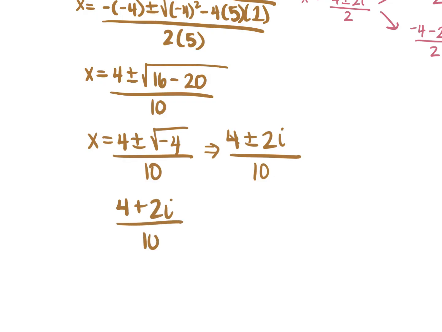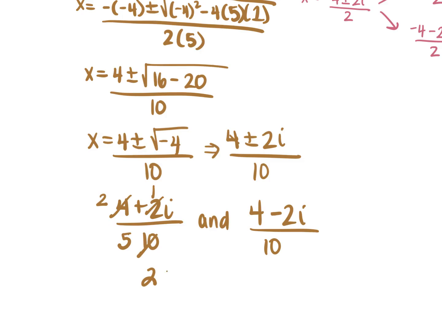By 2. Heck yeah, you are right. So we'll simplify by 2. That turns 4 divided by 2 is 2, 2 divided by 2 is 1, 10 divided by 2 is 5. So our answers are 2 plus 1i over 5 and 2 minus 1i over 5.